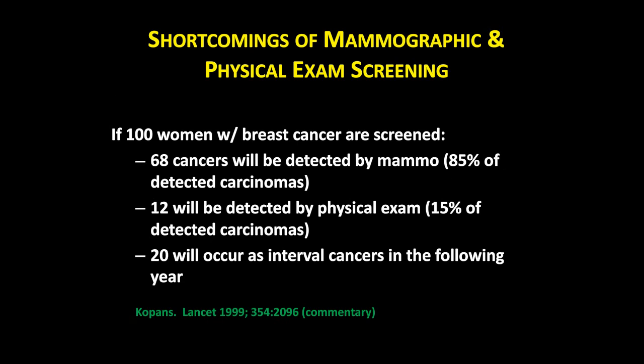Many years ago, Dan Copans demonstrated that if 100 women who had breast cancer were screened with mammography, 85% of those cancers would have been detected on mammography, 15% would have been detected by physical exam, and 20 of the patients would have an interval cancer presenting with symptoms because it was not detected on the original mammogram.